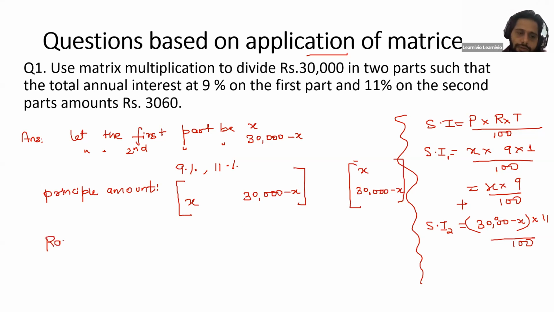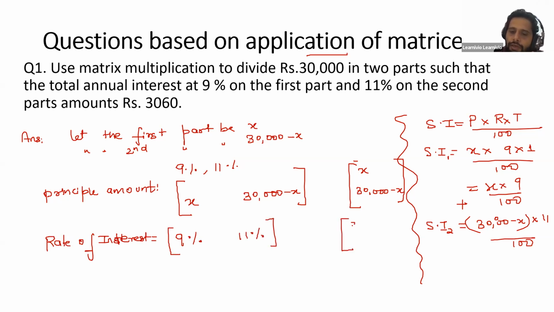Now the rate of interest. Again, we have two options: 9% here and 11% here, or we can write it like this, 9% here and 11% here. For the simple interest, you will multiply the two matrices. The order of this matrix is 1 by 2, the order of this matrix is again 1 by 2. This is 2 by 1, and this is 2 by 1.